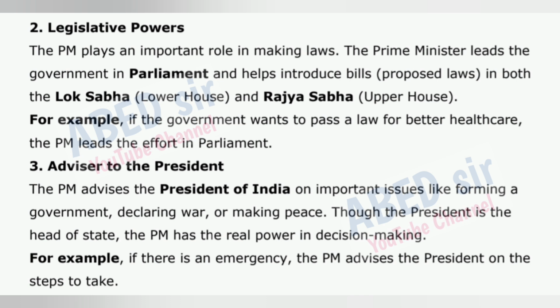3. Advisor to the President. The PM advises the President of India on important issues like forming a government, declaring war, or making peace. Though the President is the head of state, the PM has the real power in decision-making. For example, if there is an emergency, the PM advises the President on the steps to take.